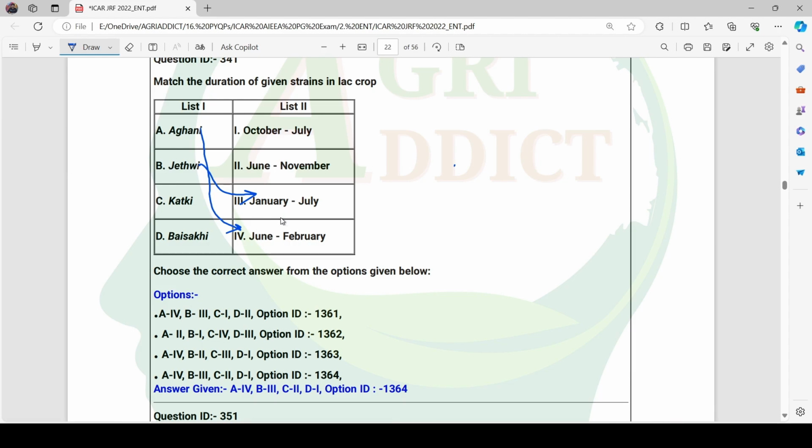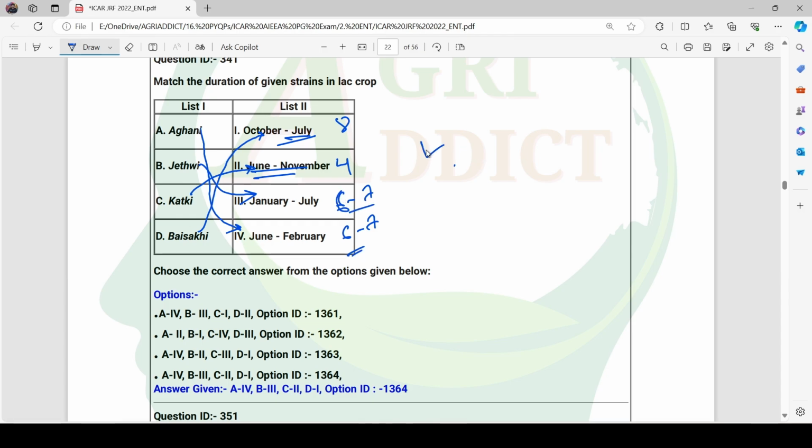Okay, so here Jaitui, then Katki, it is June to November, a very short period, 4 months, and then Baishaki, it is the largest one, October to July. So it is 8 months, and the rest both of them are 6 months, almost 6 to 7 you can say.